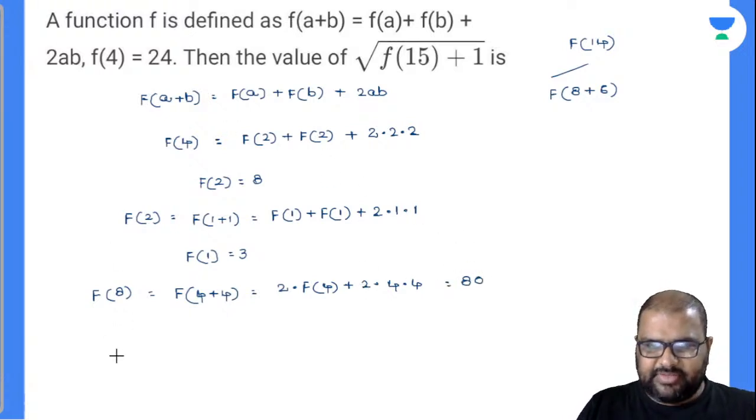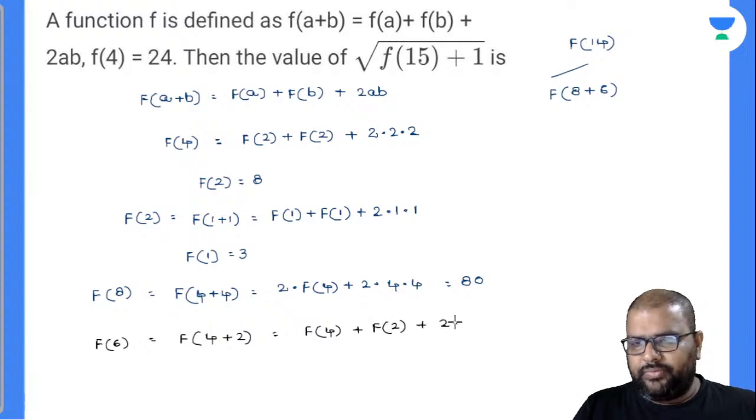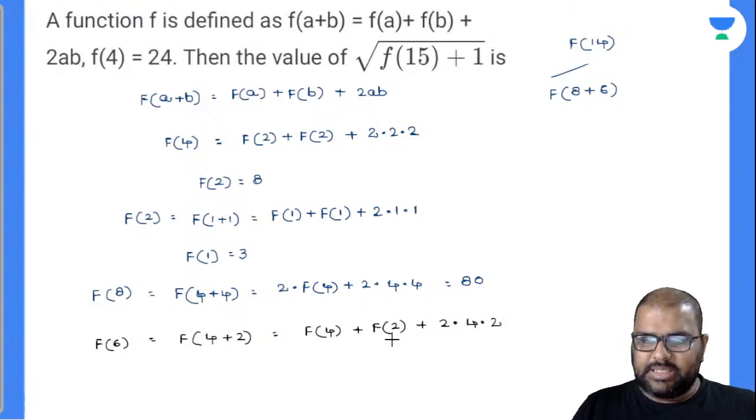Let's find f of 6. How can you write f of 6 here? f of 6 is equal to f of 4 plus 2, because I know 4 and I know 2, so I can find this value very easily. Now f of 4 plus f of 2 plus 2 into 4 into 2. 2 2s are 4, 4 4s are 16, 16 plus 8 is 24, 24 plus 24, right?